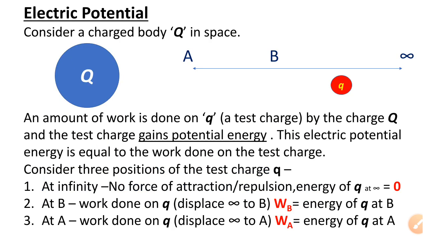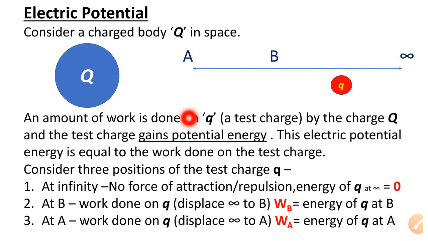Now we are going to learn about the electric potential. We have a charge Q in the space, and these are the points A, B, and this is the point infinity.